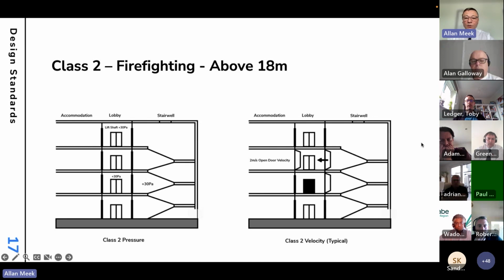So for the 2 meters per second open door velocity, we have the door from the stair to the lobby, and the door from the lobby to the corridor open. We have the lift door on the firefighting lift on the floor below the fire floor open. We have the lobby door on the floor below the fire floor open. And we also have the door at ground level into the staircase, or fire service access point, open, which is quite a bit different to just providing it across that door. So we need quite a lot more air to achieve that.